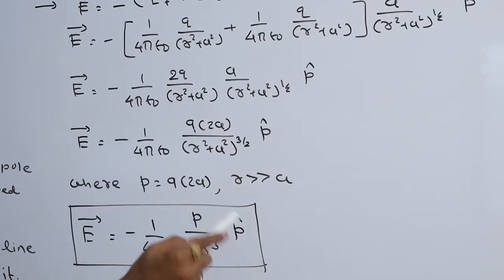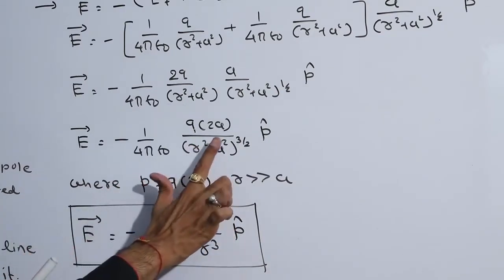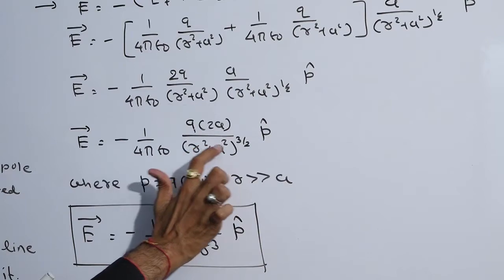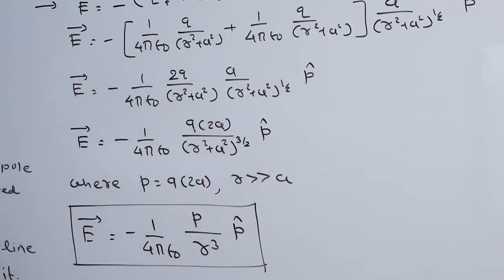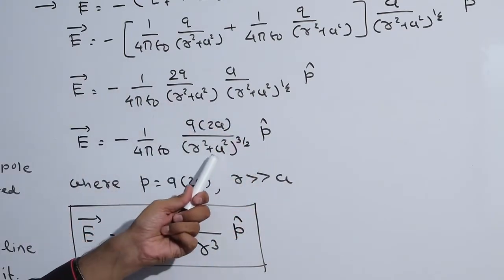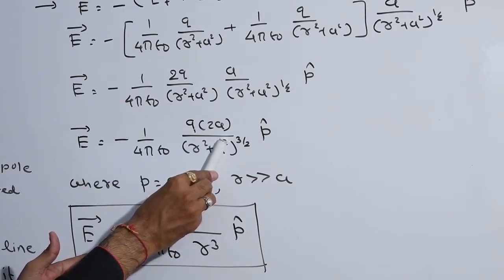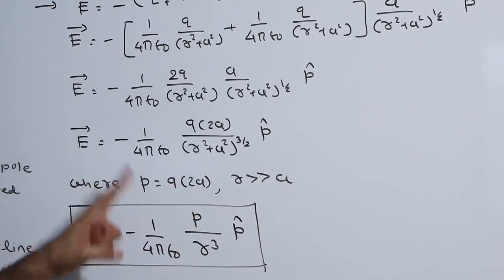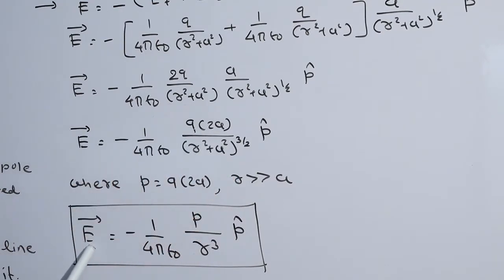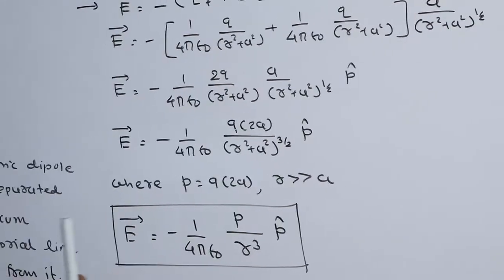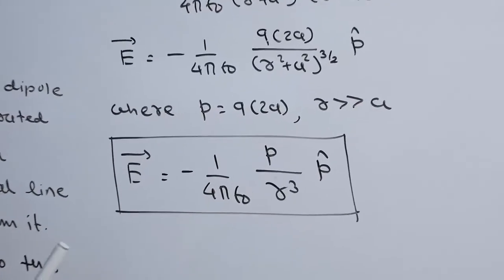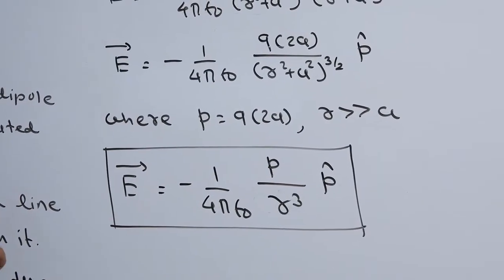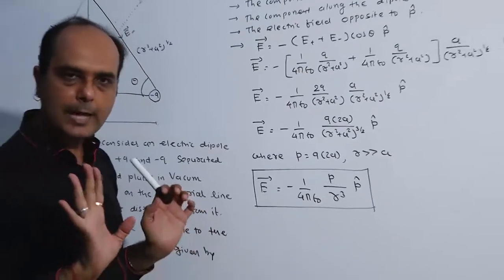Now again taking the same condition, r is very much greater than a, so the value of a is neglected. A square is neglected, r square raised to 3 by 2, the 2 cancels, therefore only r cube remains. Now the final form of this equation can be given by E is equal to minus 1 upon 4 pi epsilon 0, p upon r cube, into P cap. This is the electric field intensity on the equator of the dipole.